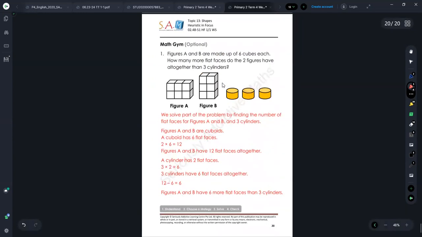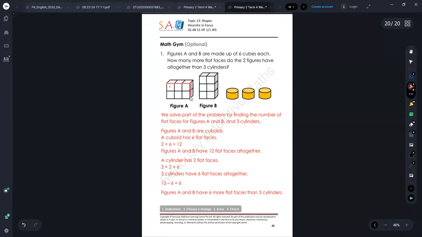For math gym, I would say try it with them and give them a go. Many students were confused about what is considered a flat face. They will say 1, 2, 3, 4, 5, 6, 6 flat faces here already, then 7, 8. No, that's not what it means. When it's put together, it has only one flat face on this side.